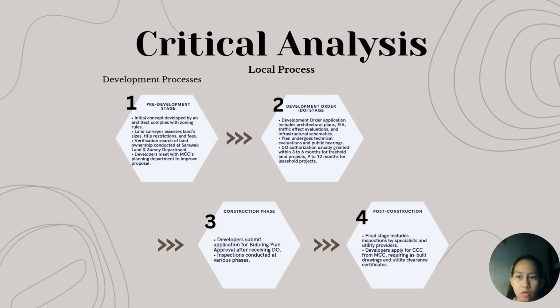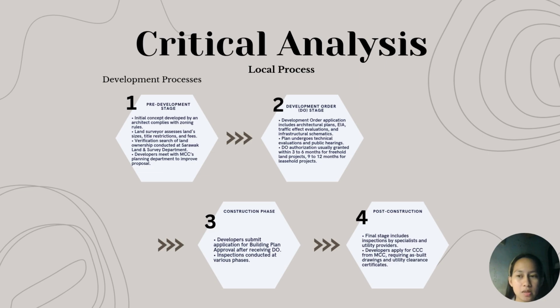Stage 2: Development Order (DO). At this stage, developers submit a development order application which includes architecture plans, environmental impact assessment evaluation, and infrastructure schematics. Plans undergo technical evaluation and public hearings. The development order is typically issued within 3 to 6 months for freehold land projects, while leasehold projects may take 9 to 12 months. Stage 3: Construction phase.